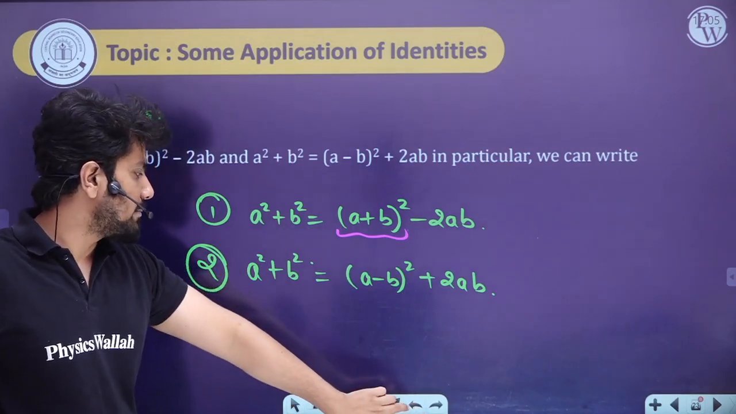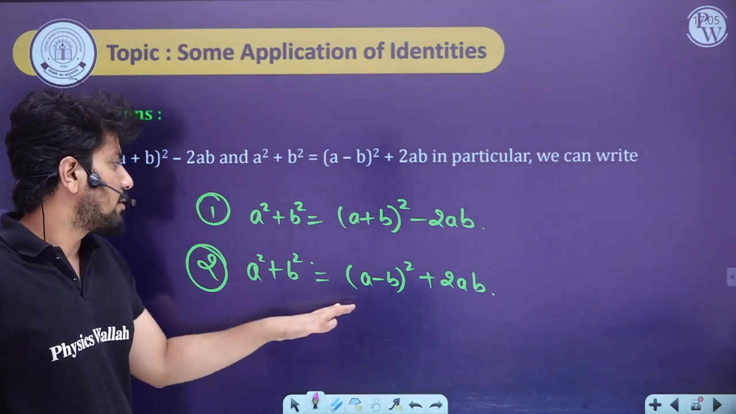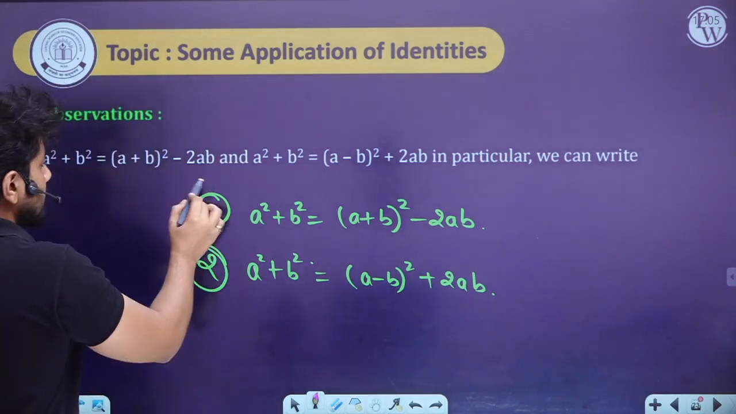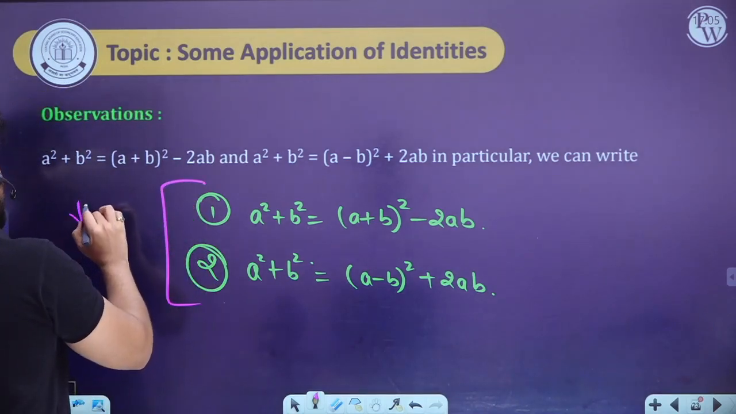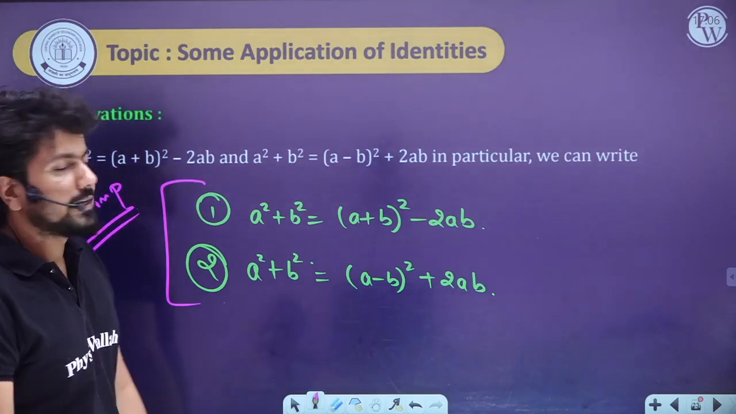Either we can write a square plus b square as a plus b whole square minus 2ab, or we can write a square plus b square as a minus b whole square plus 2ab. Okay. Very important. Okay, this part is also very important.